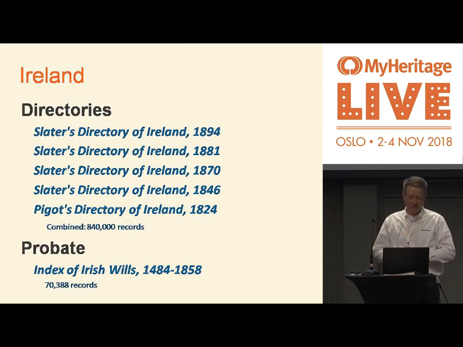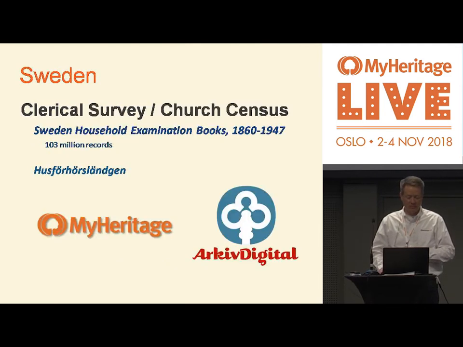So in Ireland, as we as a company look at how we can help serve our customers, we'll look at things like this: Slater's Directory of Ireland, Pigot's Directory of Ireland, things that are going to act as substitutes for those earlier Irish censuses that were destroyed. Index of Irish wills, again, a fairly small number there. So many other things we could talk about in Ireland like this that are used as substitutes, but that's something that we definitely look at and take into consideration as we're trying to build collections.